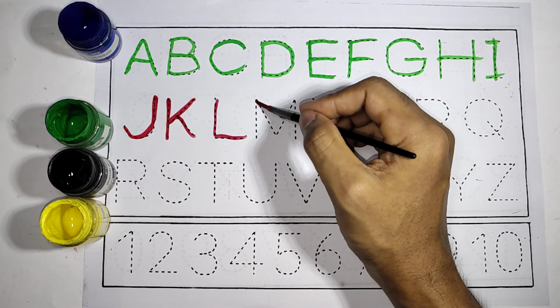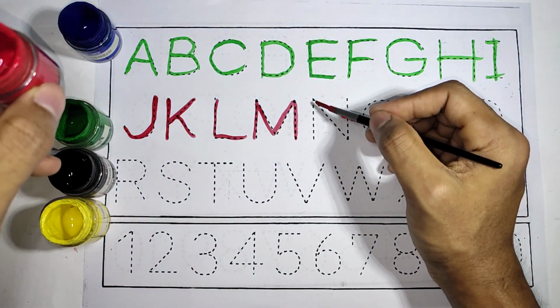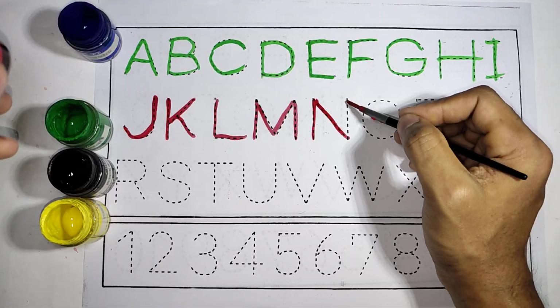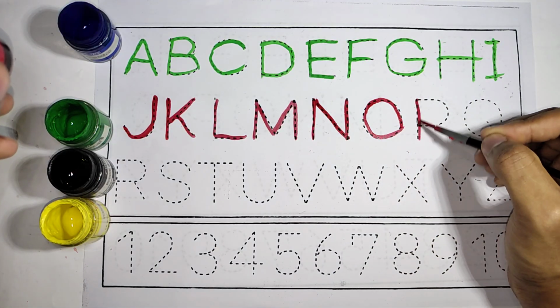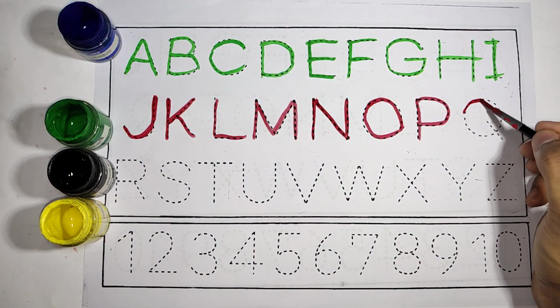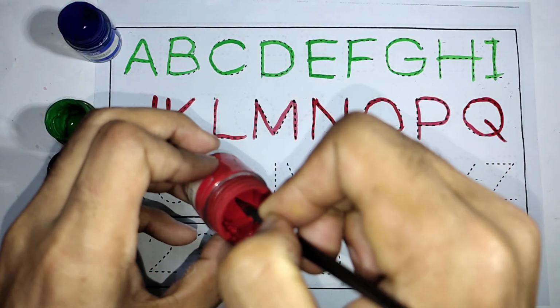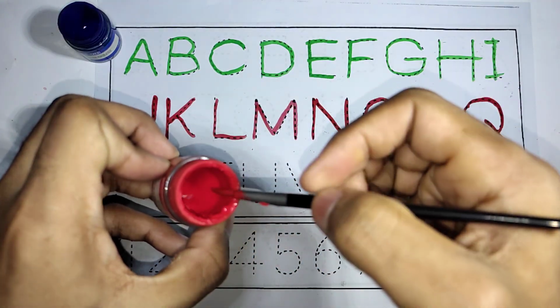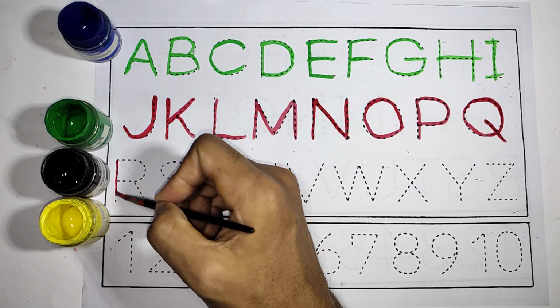Now we draw the letter of L and the next one is N. N for nose. O for orange. P for penguin. Now we draw Q. Q for queen. The next one is R. R for rose, R for rice.